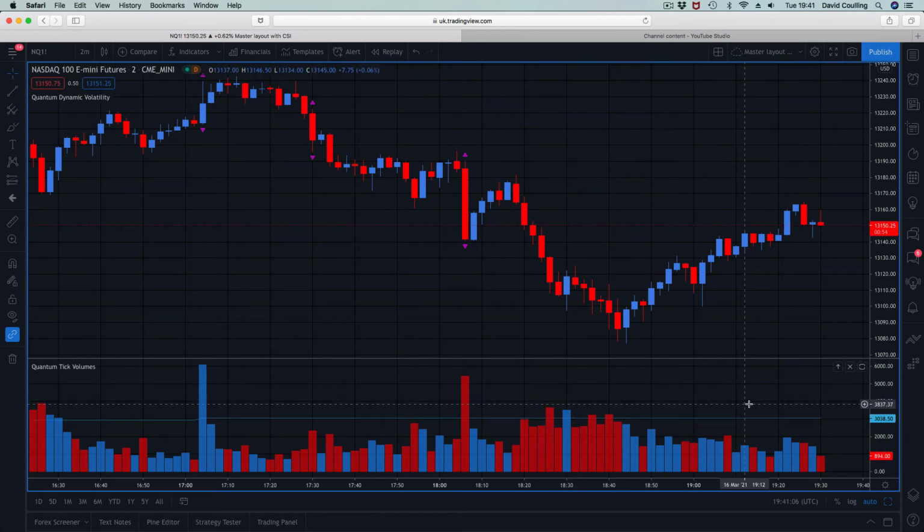So that is the power of the volatility indicator. In principle, it is a very simple indicator. It's just based on average true range, but it is immensely powerful, and even more so when you use it in conjunction with volume. This is the tick volume indicator that we developed.